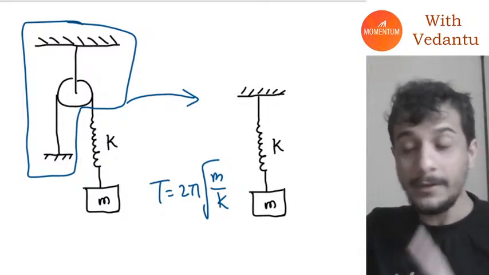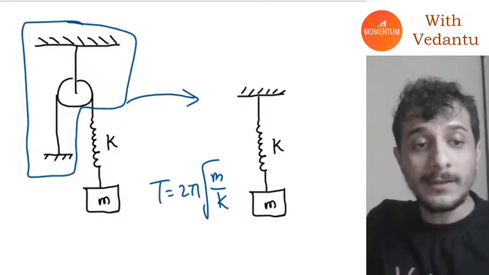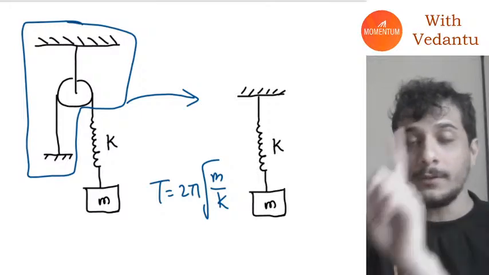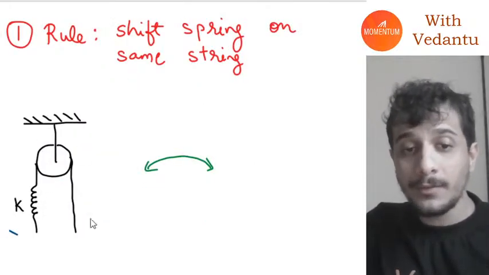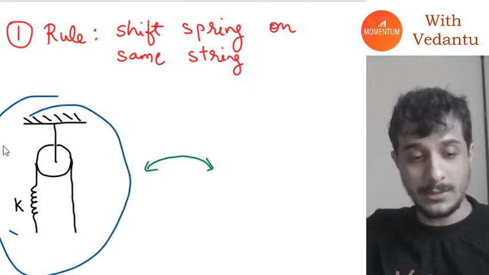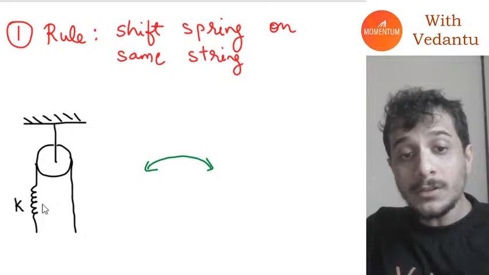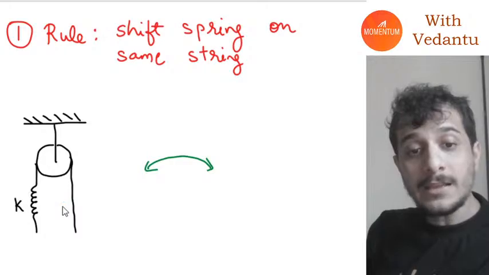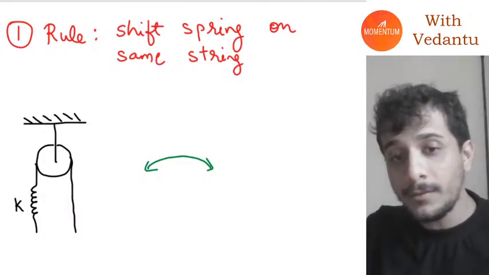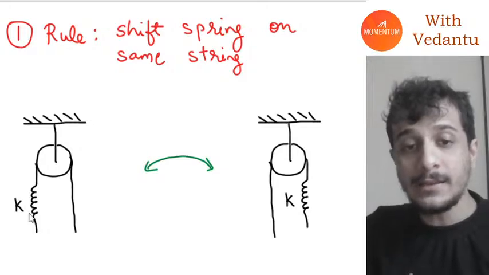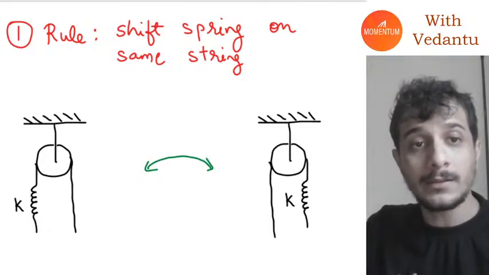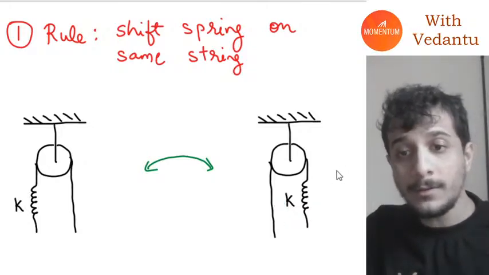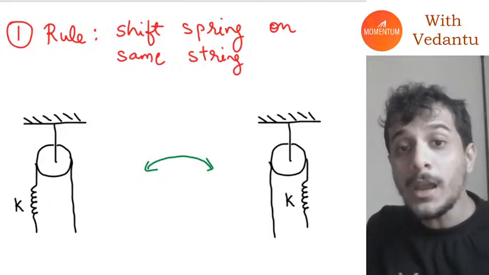Okay, now that everybody knows the basics, let's start talking about the shortcut. The first shortcut: if I have a system like this, I can shift the spring from one side to the other side without any change. If the spring constant was K on one side, it will still be K on the other side. This is the first rule.